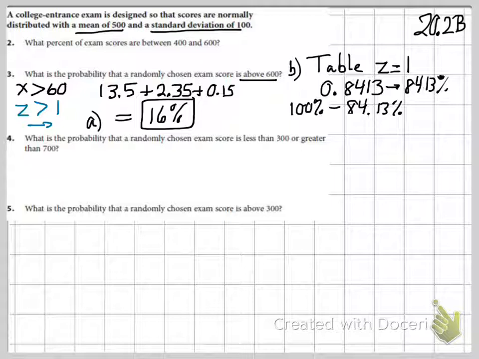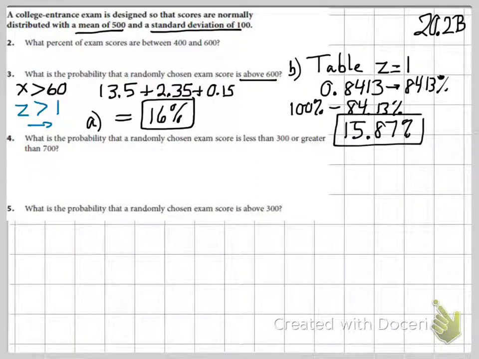15.87%. Close, but not perfect. That happens because the table's actually a little more accurate than the numbers we have memorized in our curve. We're going to call this one our B answer.